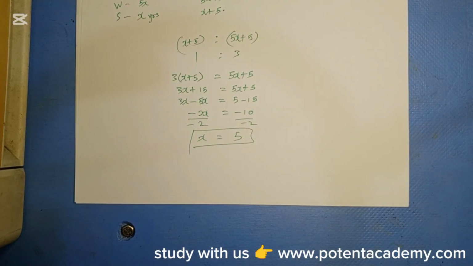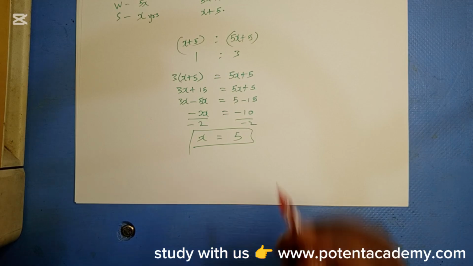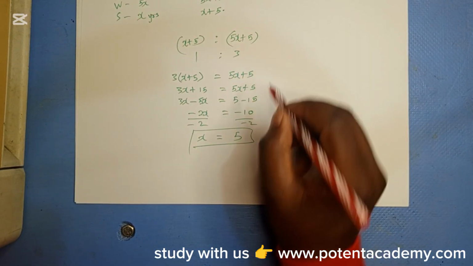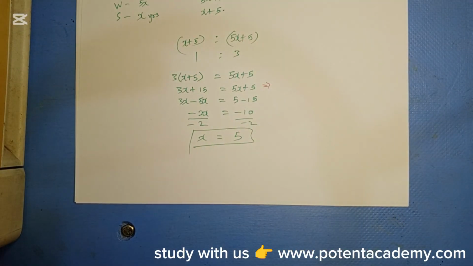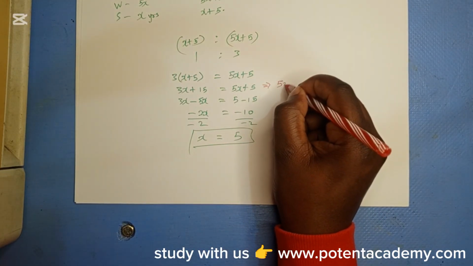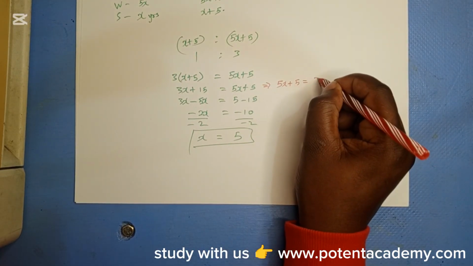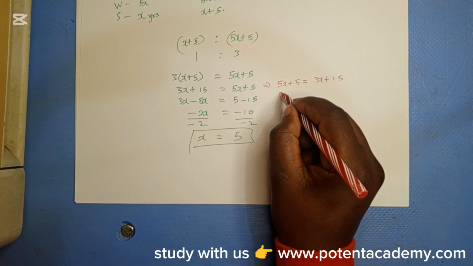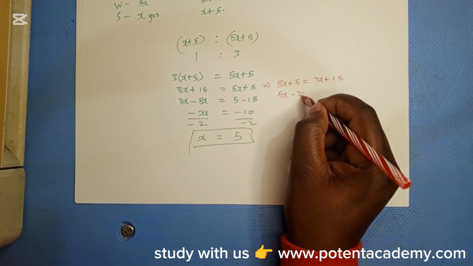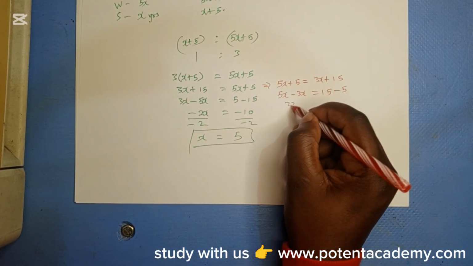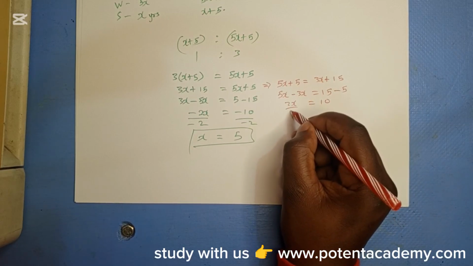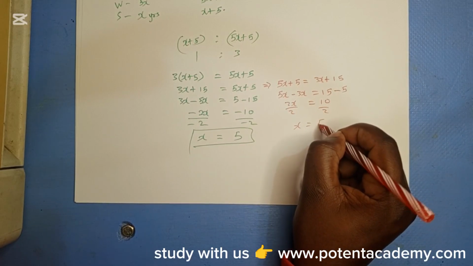So x is 5. Somebody who doesn't want to work with the negatives could opt to do it differently, but it is important to understand how to deal with these negatives. You could have written 5x plus 5 equals 3x plus 15. So you have 5x minus 3x, and you take the other side, 15 minus 5. So this will be 2x equals 10. Divide by 2, and x again is 5.